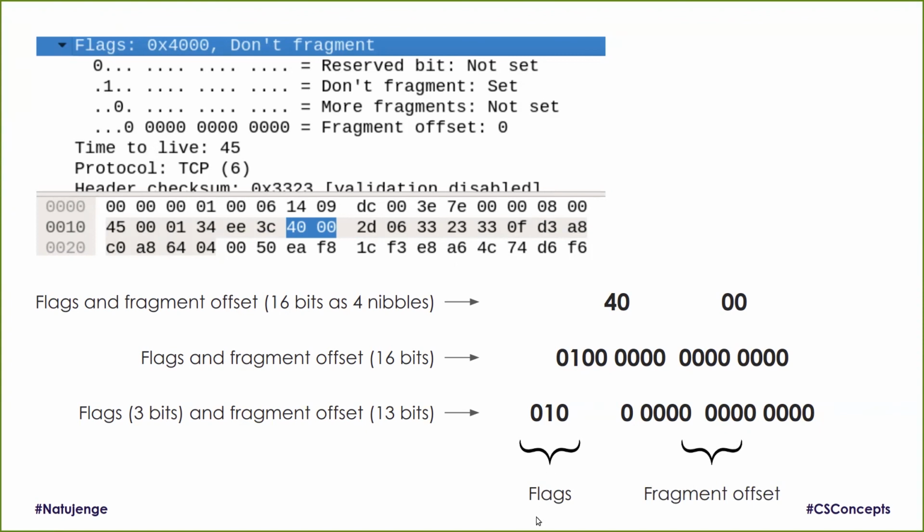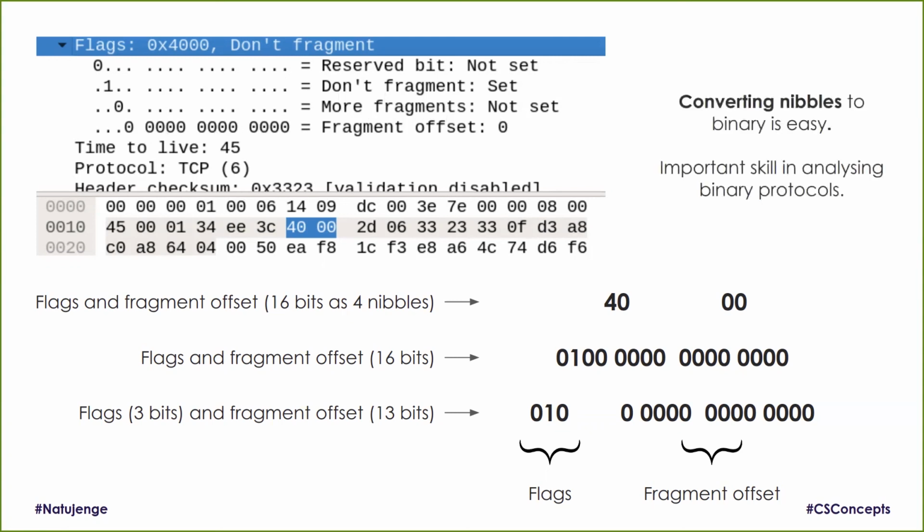Now, these 3 bits have special meaning according to the specification document. The first bit is reserved, which is 0. The second bit is 1, which is set, and it means don't fragment. If you don't fragment, then the third bit, which says more fragments, will of course be 0, meaning that there are no more fragments, because we are not supposed to fragment. Of course, the fragment offset will also be 0 because we are not meant to fragment. So basically, our message, hello Natujenge, is not being fragmented at the IP layer.